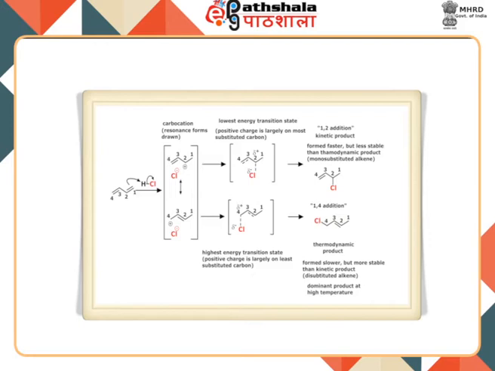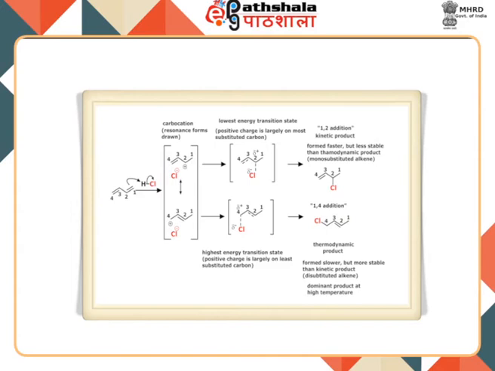1,3-butadiene. When it reacts with HCl, two types of carbocations are formed which are in resonance with each other. In one case the positive charge is at the second carbon, and in the other case the positive charge is at the fourth carbon. Now the positive charge is largely on the most substituted carbon, and in that case the 1,2 addition product, that is the kinetic addition product, is formed, which is faster, and in the other case the 1,4 addition product is formed slower but is more stable than the kinetic product.